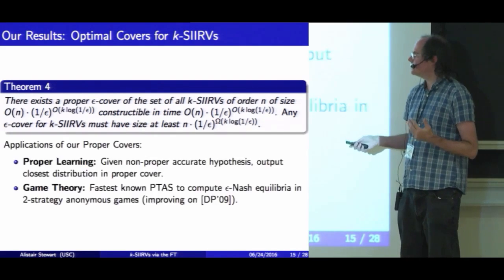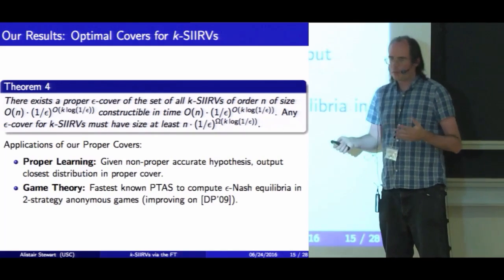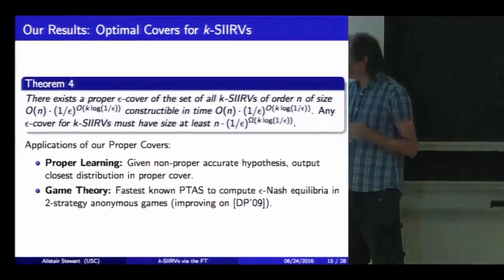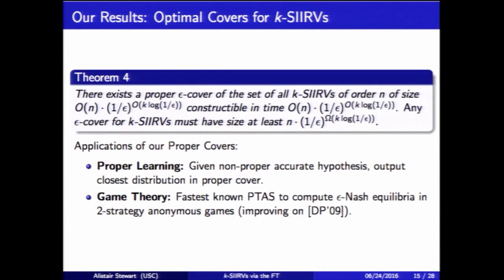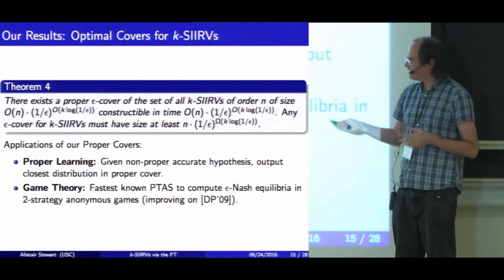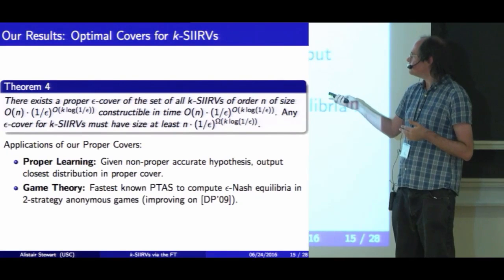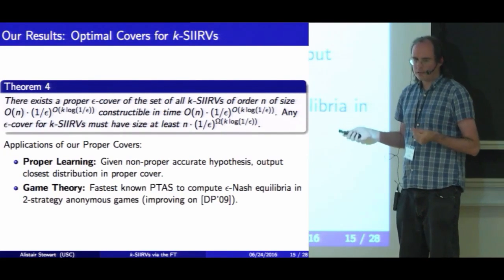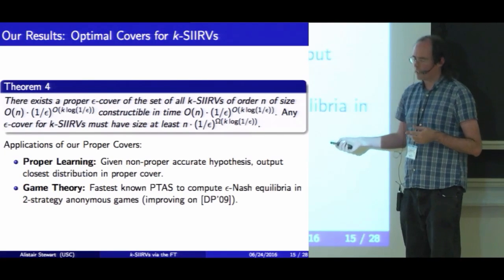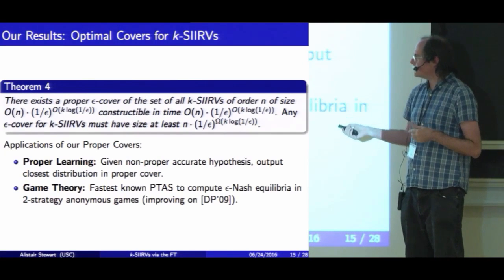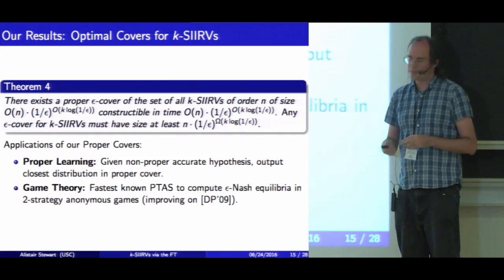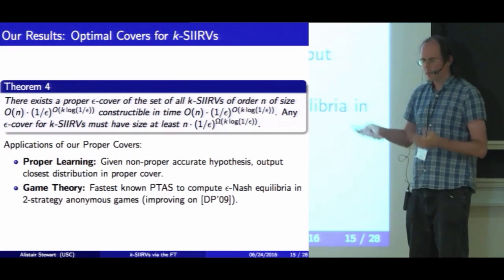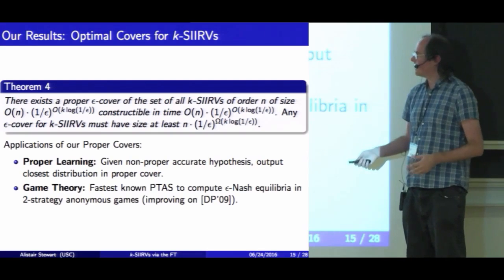So what are covers useful for? Well, we can use them for learning, specifically proper learning, outputting a hypothesis distribution which is actually a k-SIIRV. And we can easily do this given our non-proper learning algorithm and this cover in about this time. The k equals 2 case also has application in game theory. Diakonikolas and Papadimitriou give an algorithm for computing epsilon Nash equilibrium in two-strategy anonymous games using their cover, and you can just drop in our cover and get a faster algorithm.